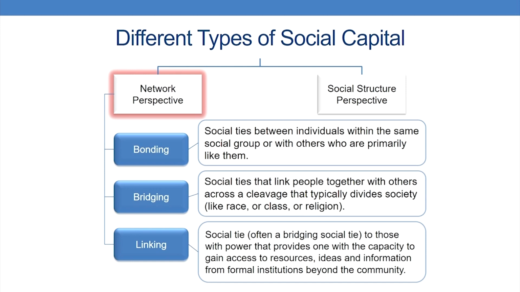Now, in the network perspective, there are three important characteristics that refer to the social ties between different sets of people. So, we begin with bonding, and then bridging, and then linking. These are the three concepts that are used with respect to the network perspective. When we are referring to bonding, it usually refers to social ties between individuals within the same social group or with others who are primarily like them. When we talk about bridging, we are talking about social ties that link people together with others across a cleavage that typically divides society, like race or class or religion.